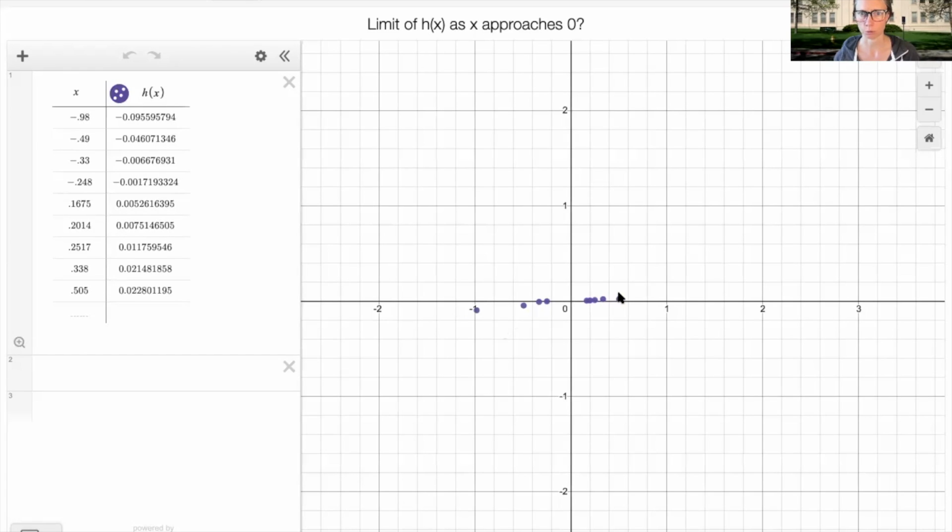For h of x, the purple dots, the information seems a little bit spottier, but it looks like the x values are definitely converging towards 0. They're getting smaller. And it looks like all the outputs are getting pretty close to 0. So 0 seems like it should be a fairly safe bet.